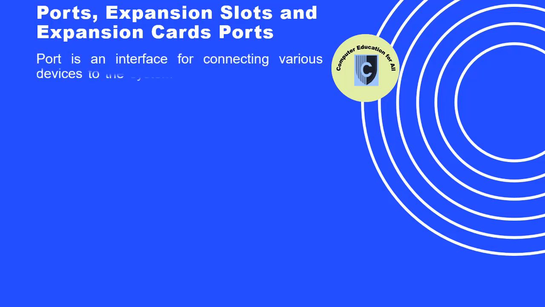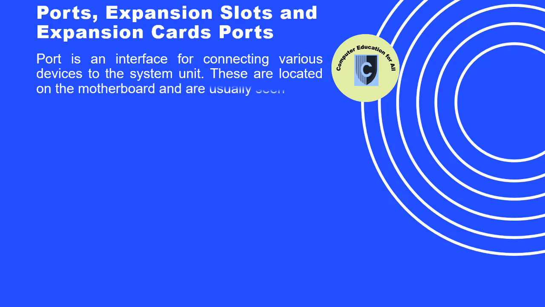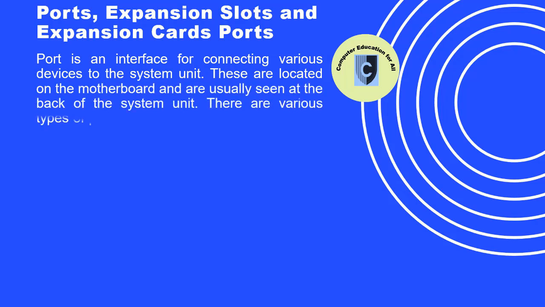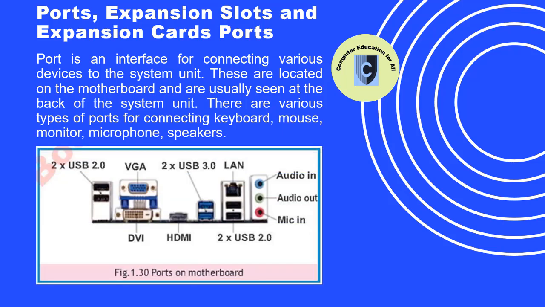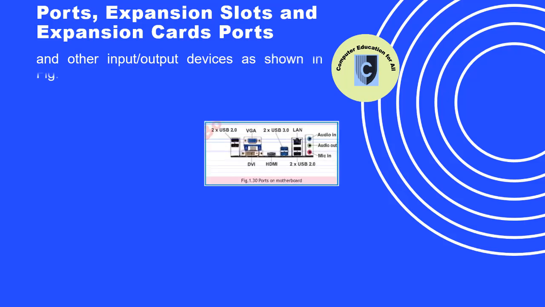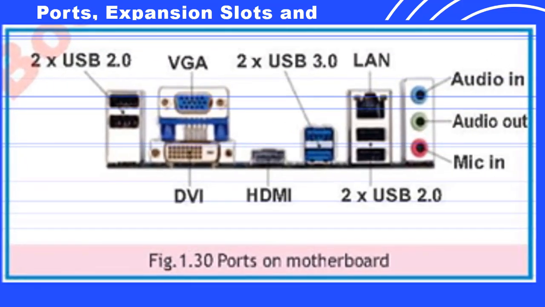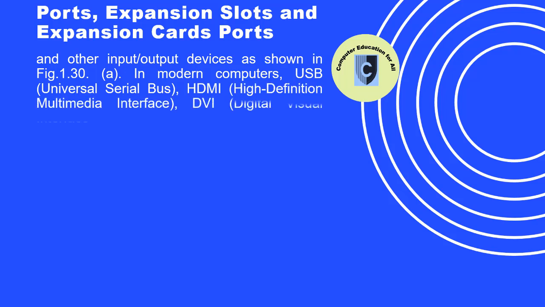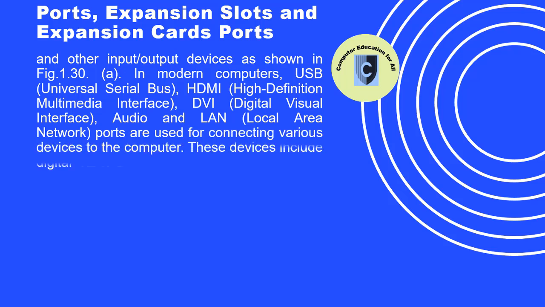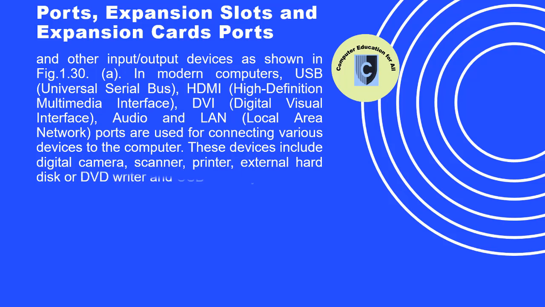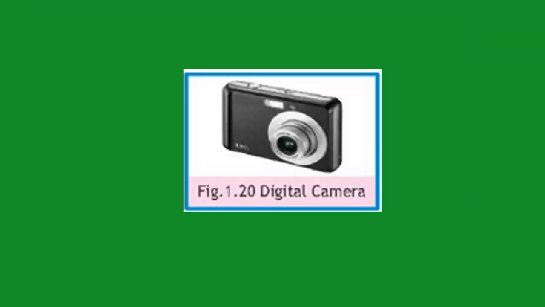Ports. Port is an interface for connecting various devices to the system unit. These are located on the motherboard and are usually seen at the back of the system unit. There are various types of ports for connecting keyboard, mouse, monitor, microphone, speakers, and other input-output devices as shown in Fig. 1.30. In modern computers, USB (Universal Serial Bus), HDMI (High Definition Multimedia Interface), DVI (Digital Visual Interface), audio and LAN (Local Area Network) ports are used for connecting various devices to the computer. These devices include digital camera, scanner, printer, external hard disk or DVD writer, and USB memory.